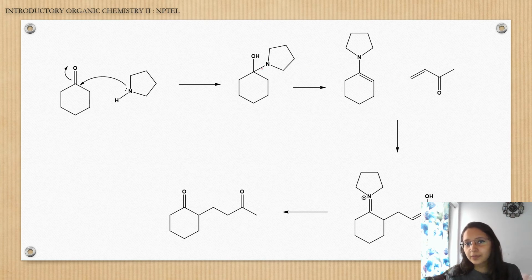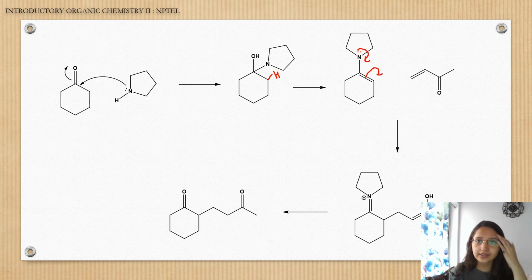Now there is a proton present, and a dehydration step takes place, forming this double bond. Why is this double bond formation favorable? This double bond is now resonance stabilized. An iminium kind of system is generated, because this lone pair is in conjugation with this particular double bond. That is why the formation of this double bond is favorable, to form an enamine kind of system.